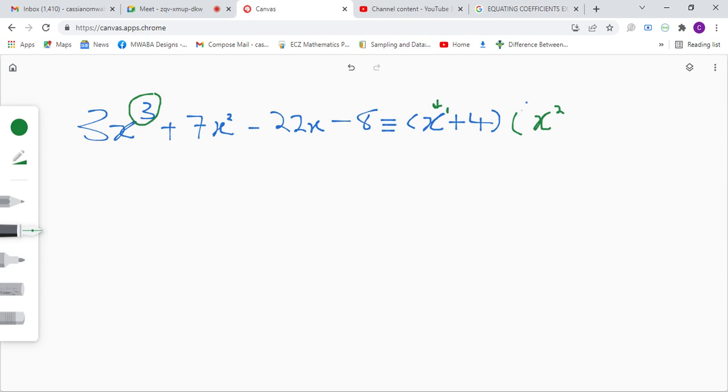Okay? So we're going to write ax squared, plus bx, plus c, plus r. Okay, remember the remainder, its variable is 1 degree less than the variable in the divisor. So since we have x to the power 1 in our divisor, our remainder will be x to the power 0. Okay, and x to the power 0 is 1.